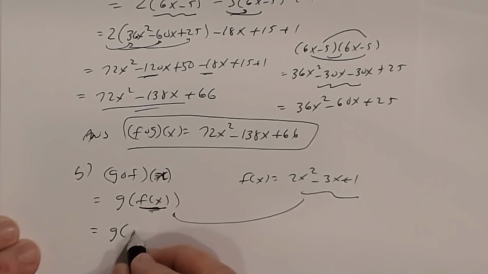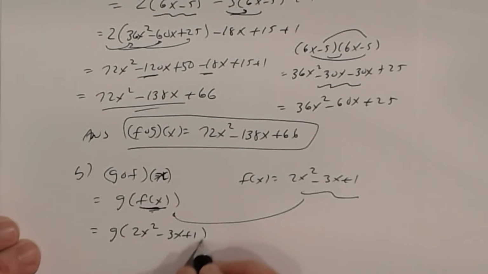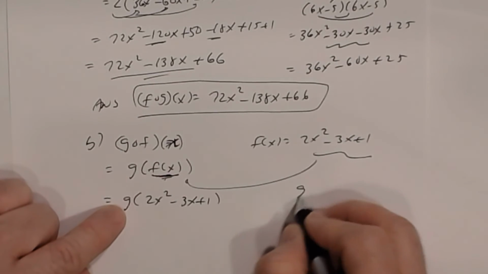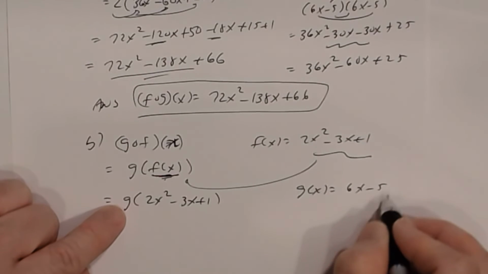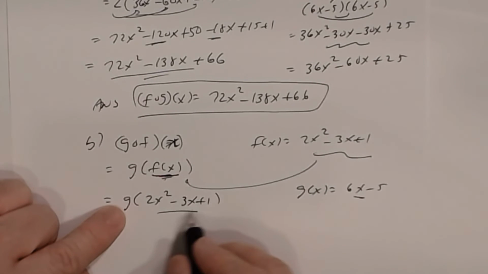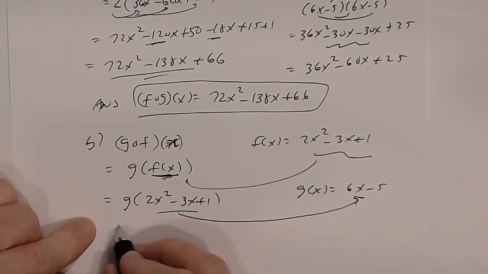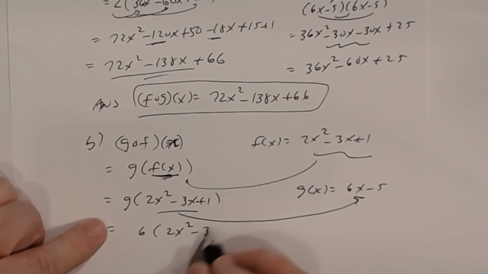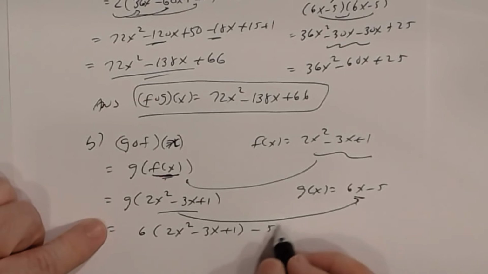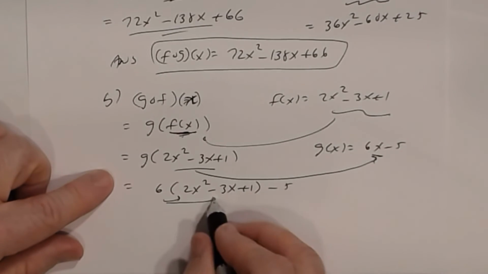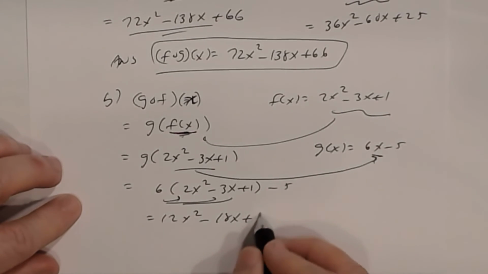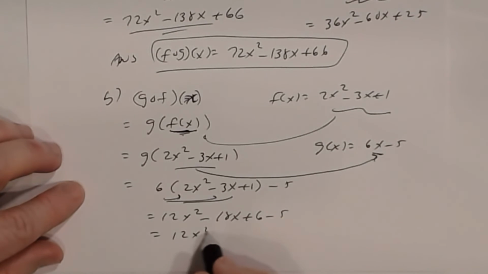So this becomes g of 2x squared minus 3x plus 1. And now I've got to find this. Well, what that means is I go to my function g, which is 6x minus 5. And wherever you see the variable x, I'm going to substitute this trinomial. So this right here becomes 6 times this trinomial, 2x squared minus 3x plus 1, and then minus 5. Distributing, I get 12x squared. 6 times negative 3x is negative 18x, plus 6 minus 5. So I get 12x squared minus 18x, and then 6 and negative 5 is a positive 1.